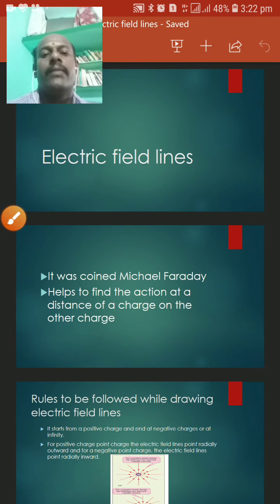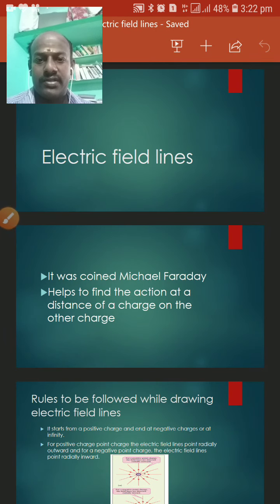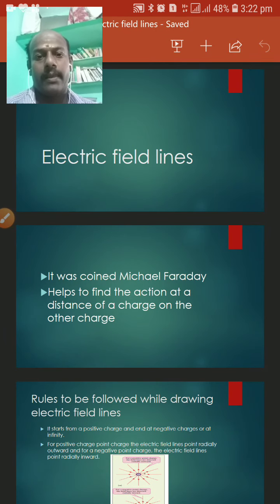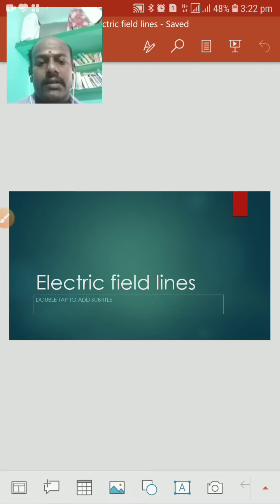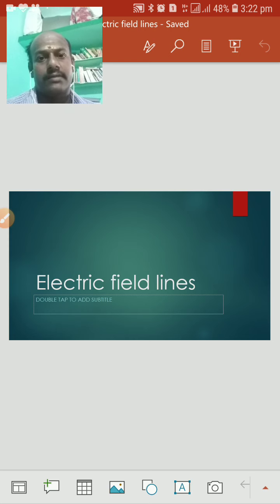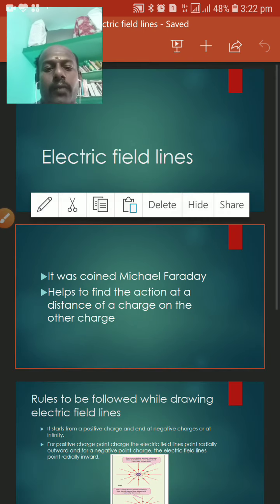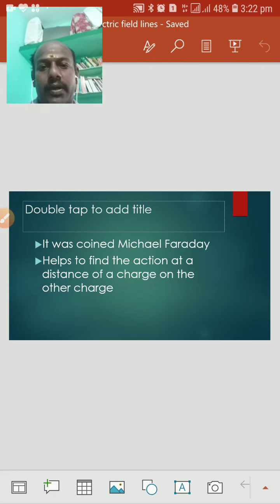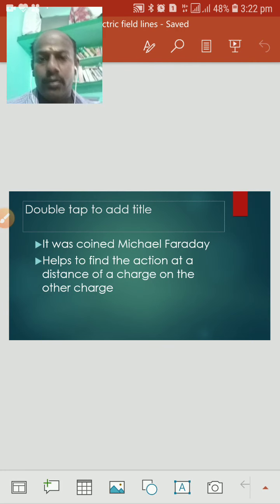Hello guys, now we are going to see the electric field lines. It is an important topic, especially in the field of electrostatics. Actually, it was coined by Michael Faraday, a very important person. You may well know that.